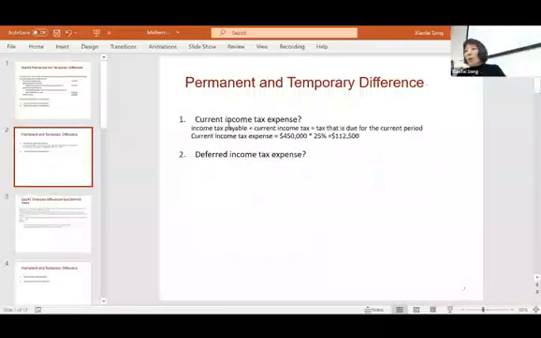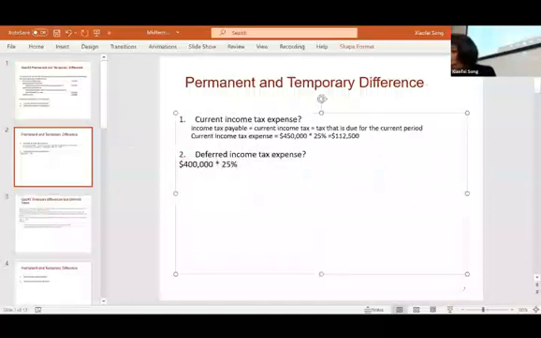So deferred tax would be, let me see, 400,000 at 25%. So that is 100,000. Sorry, it's $100,000.